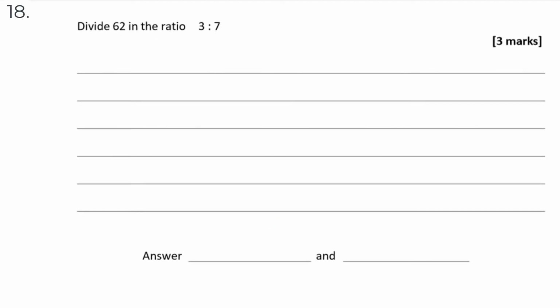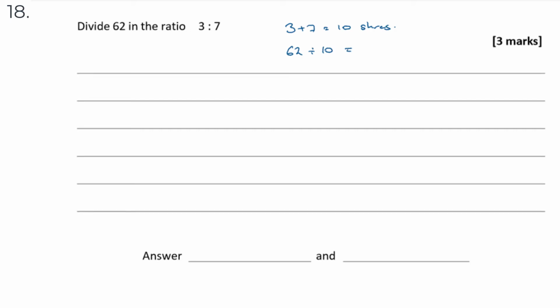Divide 62 in the ratio of 3 to 7. Okay, so if you're dividing something into a ratio of 3 to 7, that means someone's getting 3 shares and the other person is getting 7 shares. So altogether, there are 3 plus 7 equals 10 shares, aren't there? Okay, so once you know there are 10 shares, the next thing to do is to work out the value of each share. And I can do that by taking the total amount to divide and dividing it by the number of shares. So that will tell me the value of each share.